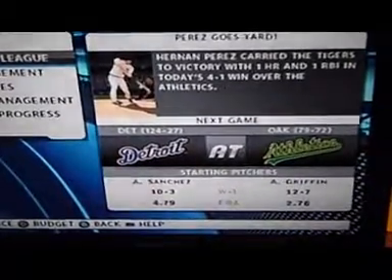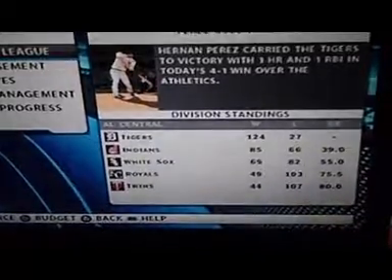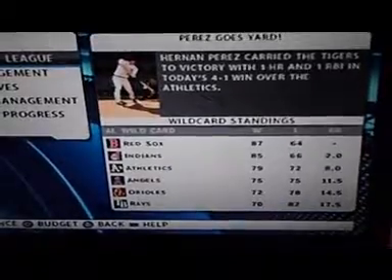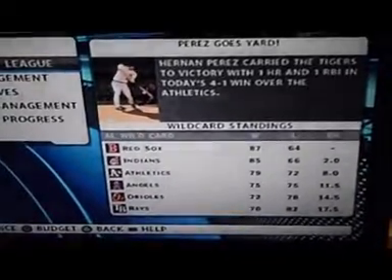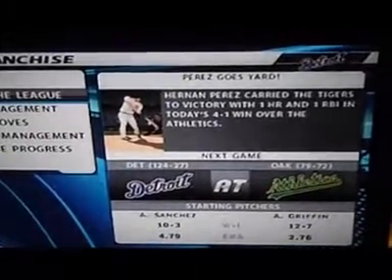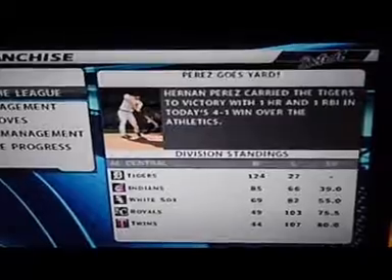And this start here with Hernan Perez carried the Tigers to victory with one home run and one RBI in today's 4-1 win over the Athletics. It is very important because Perez going yard was great, and it helped the Tigers go on. But the issue is what happens in a long road trip, and it is a situation that's facing the Tigers.